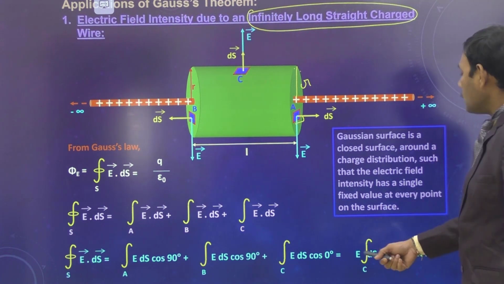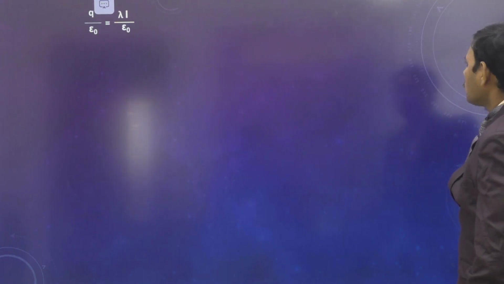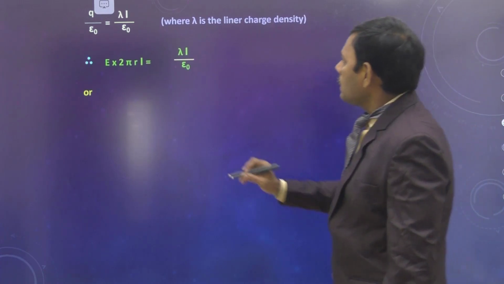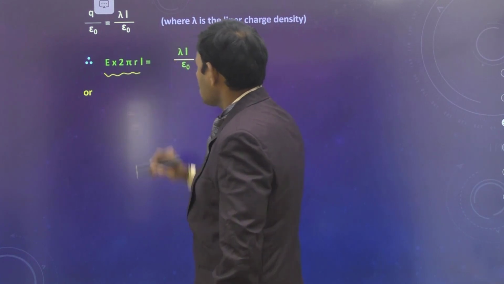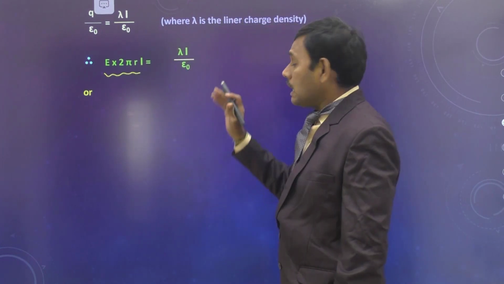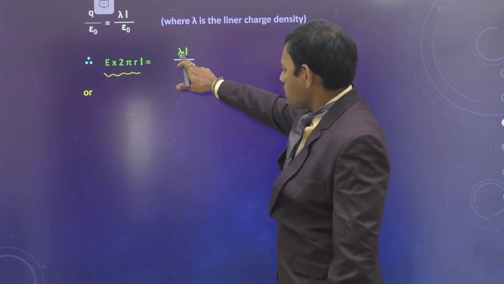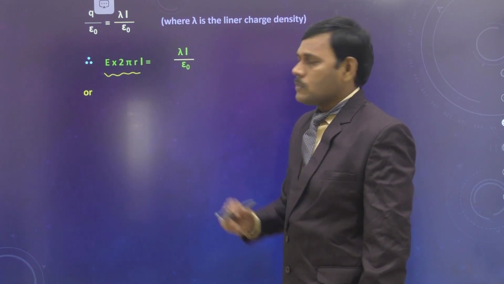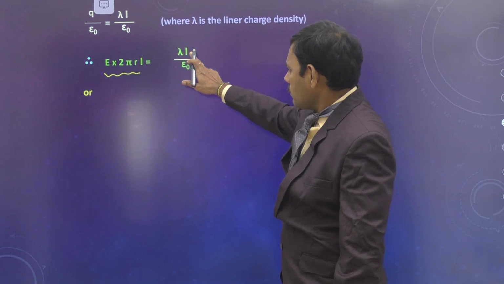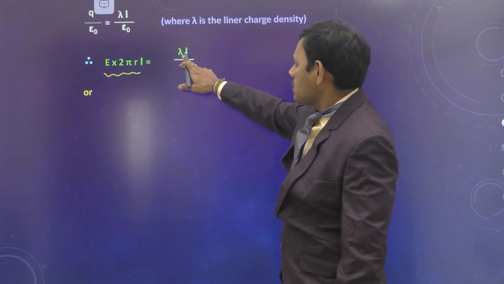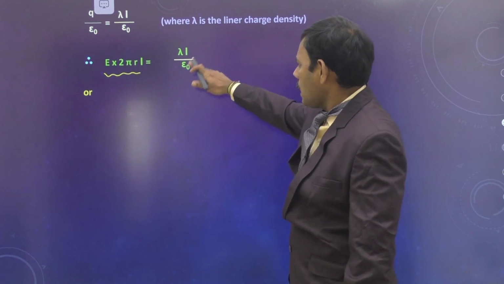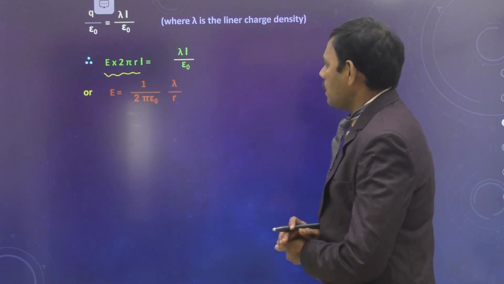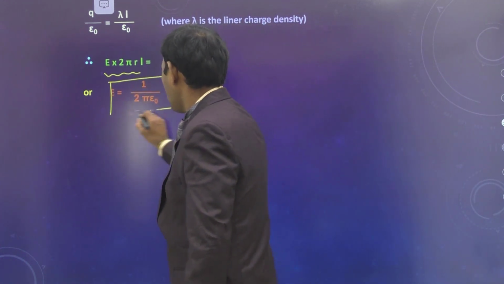Here, integral E ds is E into 2 pi r L, and this equals Q by epsilon naught. As L is the length of the cylinder and lambda is the charge per unit length, Q is equal to lambda L. The charge enclosed by the cylinder is charge per unit length into L, so Q by epsilon naught becomes lambda L by epsilon naught. On cross multiplying, we get E is equal to lambda by 2 pi epsilon naught r. This is the required expression.